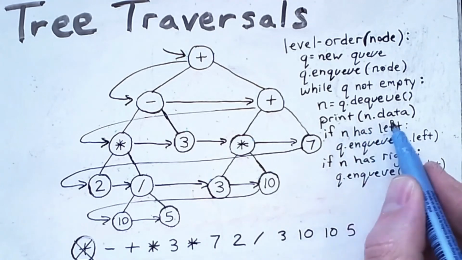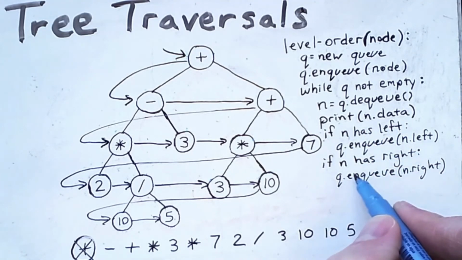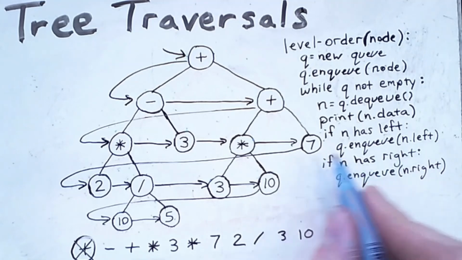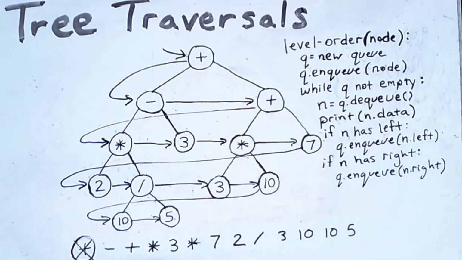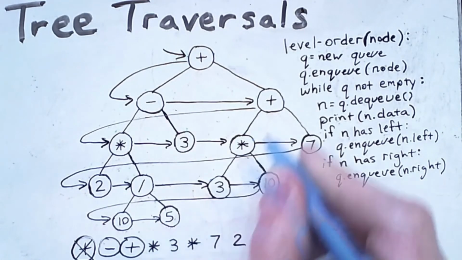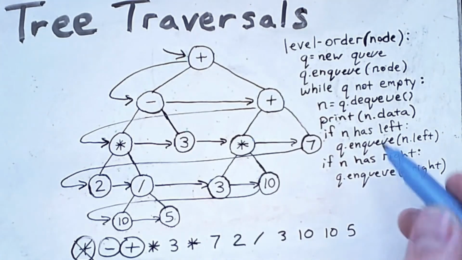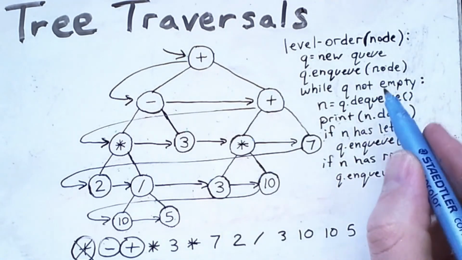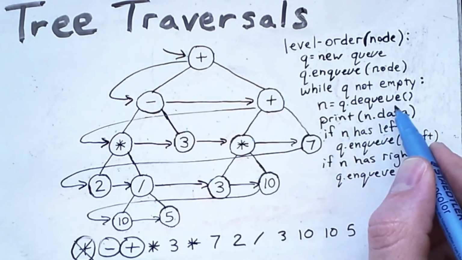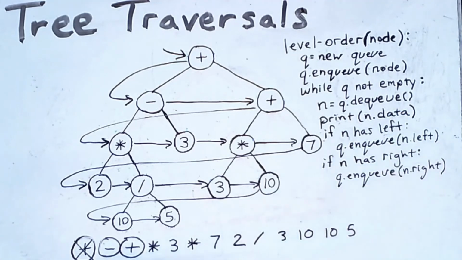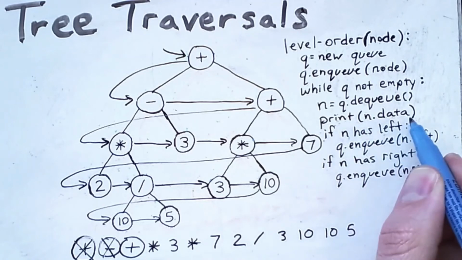But after printing it out, we then put its two children onto the queue. So we do its left child first and its right child. That loads up the subtract, which is right there, and the plus, which is right there. And then we go to the next loop iteration. We dequeue the thing that's at the front of the queue. Well, that'll be this minus. So we've printed this right there, print n.data.